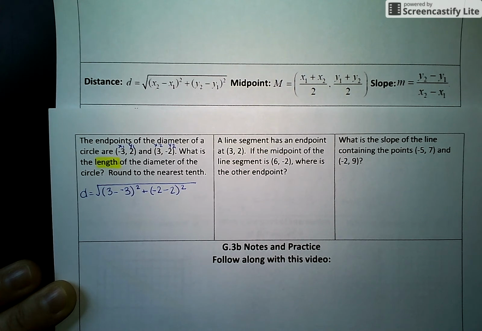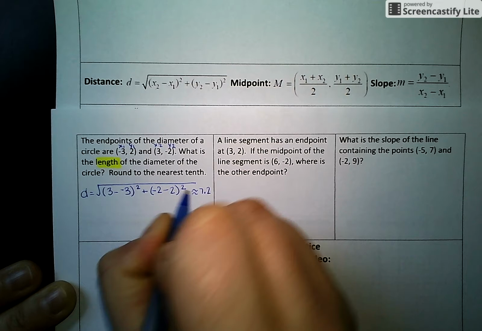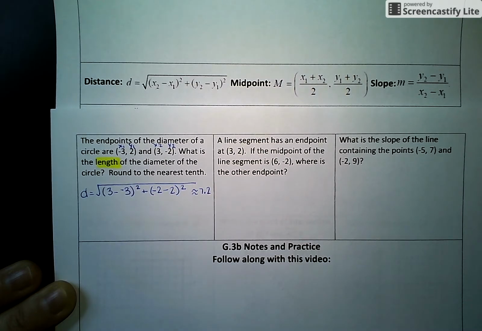I can take this over to my calculator and plug everything in all at once. Square root, in parentheses, 3 minus -3 with a square on the outside, plus another set of parentheses, -2 minus 2 and a square on the outside. I have 7.2111, which I will round to 7.2. Round to the nearest tenth. That's 1 decimal place.